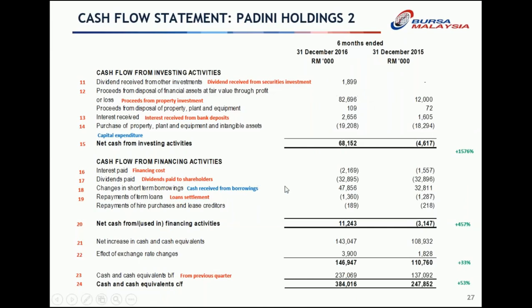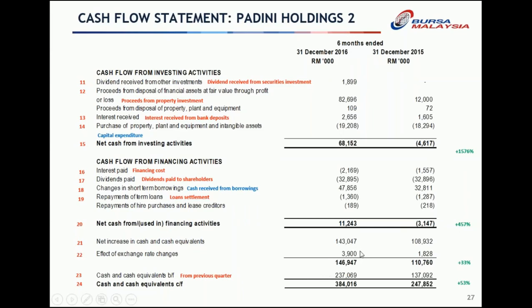So cash flow from financing activities, okay, interest paid is a financing cost, dividend paid is also a cost paid to shareholders, changes in short-term borrowings, cash received from borrowings, okay, which is 47 million, okay, repayments of term loans, these are loan settlement, okay, and net cash from financing activities is 11 million, which is 457%. So actually, these are cash received from borrowings, yeah, okay. So when you look at it, you have the effect of exchange rate.